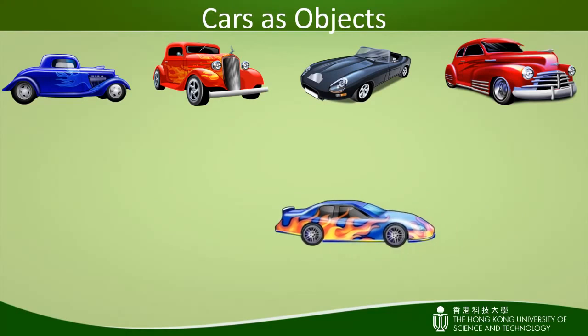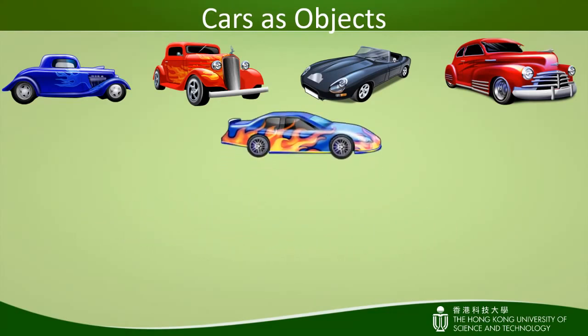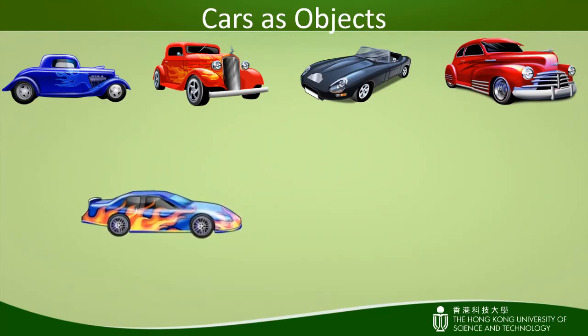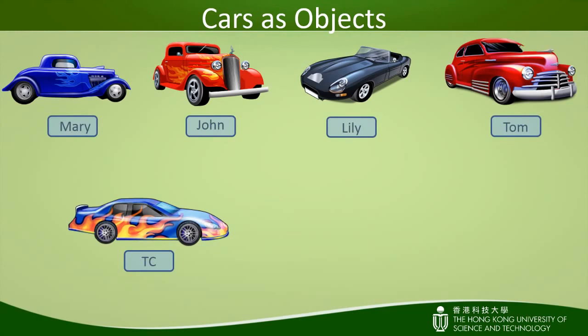It can back up and make turns. Hopefully it won't bump into others. Let's move it back to the original position. There is ownership for each individual instance of cars. This could be my car, although I may be too old for a car like that. And these are cars for Mary, John, Lily, and Tom, or some other names.